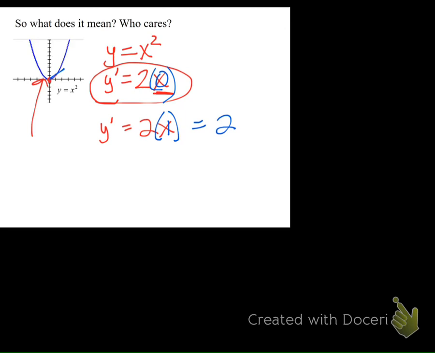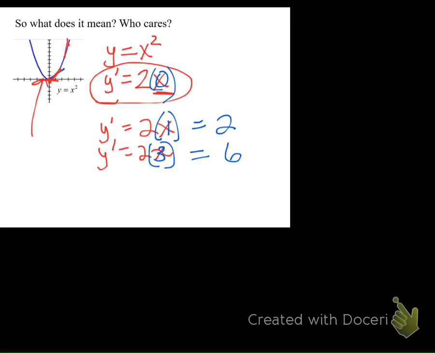Well, how about over here when x is 3, way up here? What's the slope at that spot? Now I take my derivative and I plug in that x is 3. And if x is 3, you get that the slope is 6. So you can see we went from a slope of 0 to a slope of 2 to a slope of 6. It's getting steeper. Well, how about on the left side of that graph?